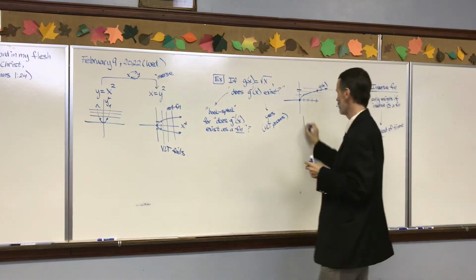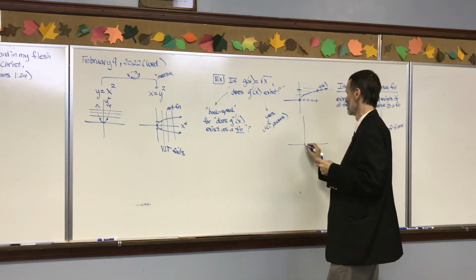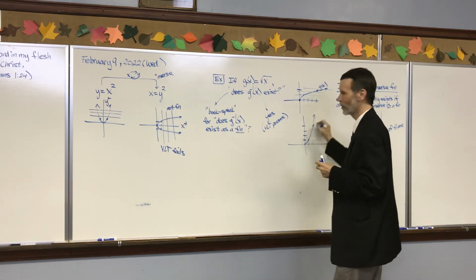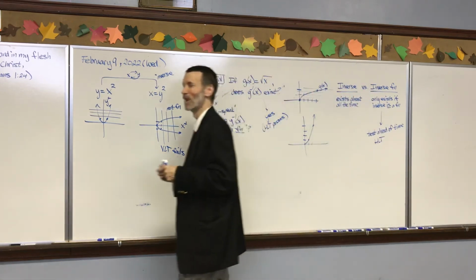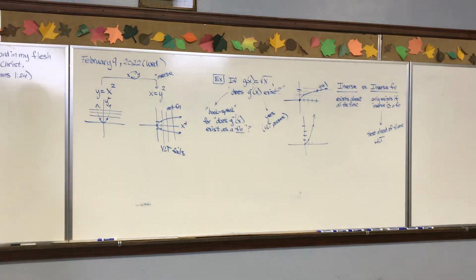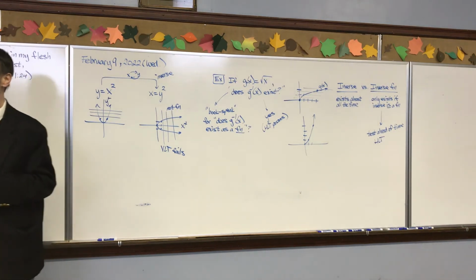I'll show you the graph, by the way. Swap the x and y, and it turns out you get the right-hand side of a normal parabola, which is a function. Do the vertical line test and good to go. Does that make sense?